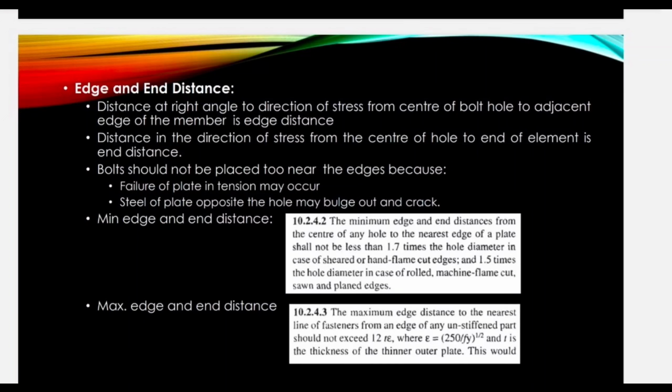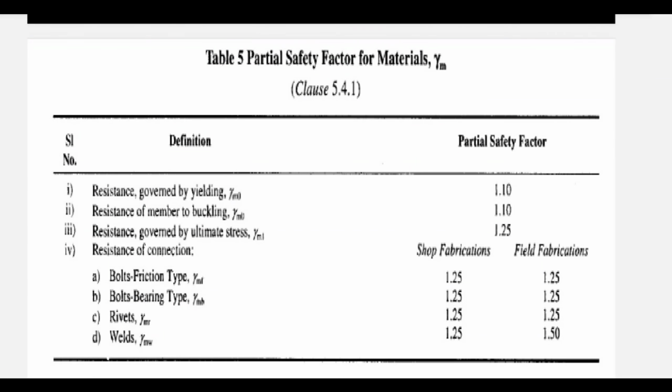The steel of the plate opposite the hole may bulge out, for example, an end crack. There are two types of edge distance, the minimum edge distance and the maximum edge distance. I can show a table. This is the partial safety factor of the materials. You can check the 1.1 value, which is clearly visible.